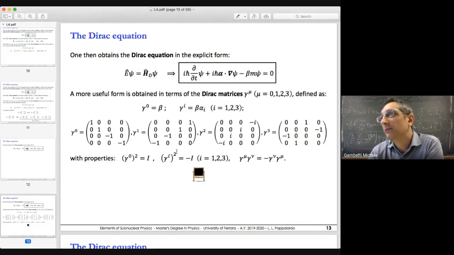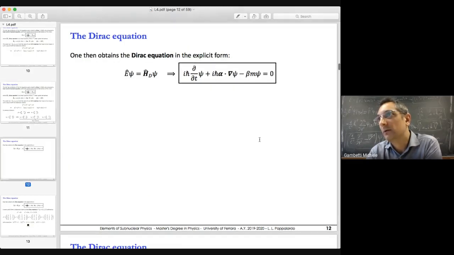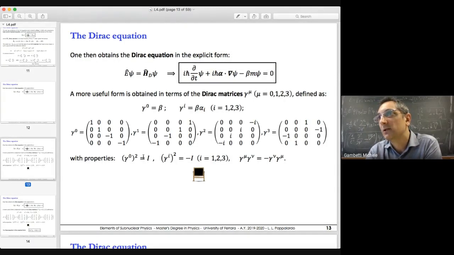And of course, they have to fulfill these kinds of properties in order to cope with the requirement that this equation is satisfied here. The requirements are that the square of gamma 0 is the identity matrix, the square of any of the gamma i is minus the identity matrix, and then they have to anti-commute in this way.